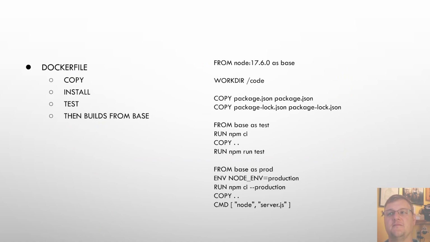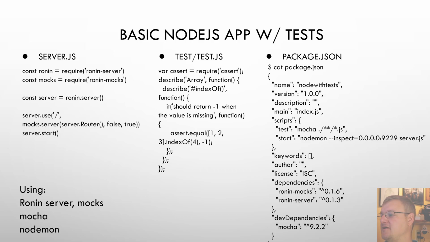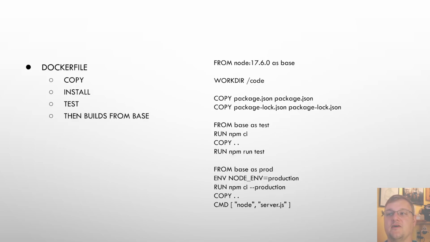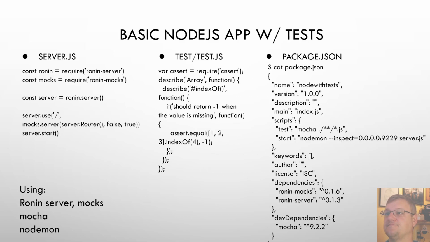Here's a Docker file, very basic. You see it's a NODEJS 17.6. I have a work directory. I copy in my package JSON. I go ahead and do an npm CI. I have kind of that test tag if I want to do testing. And then I have a prod base right there for doing the production. That's how it actually runs.